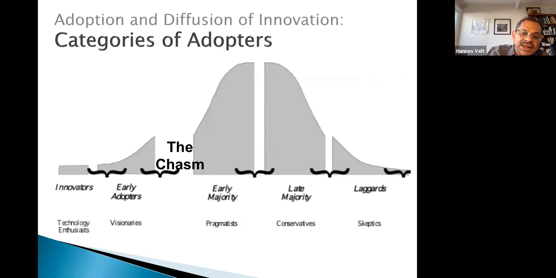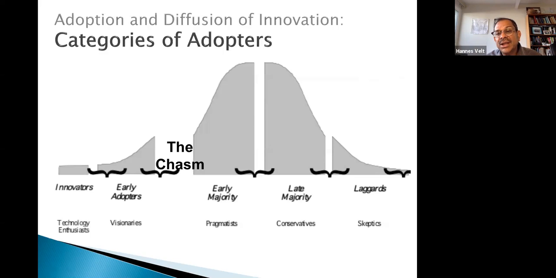Now you can see there's a little white space indicated by those black curly brackets, is that there is a communication gap between any two segments. But the widest communication gap is between the early market and the mass market, between the early adopters and the early majority. And this communication gap is because these two segments are most different from each other in terms of their attitudes.